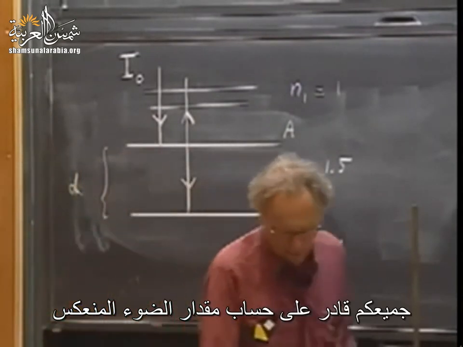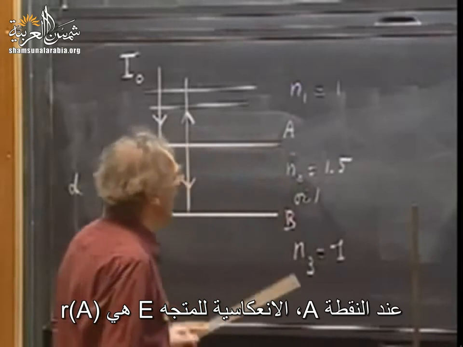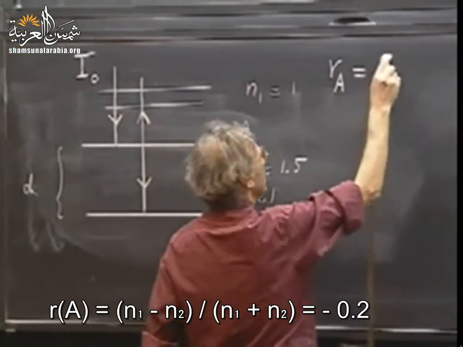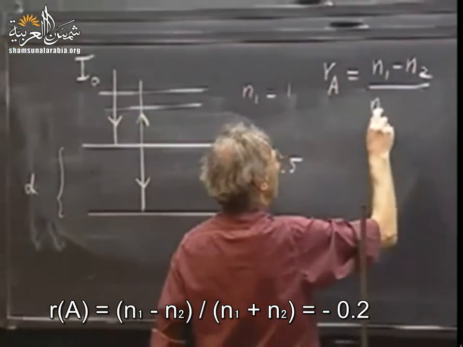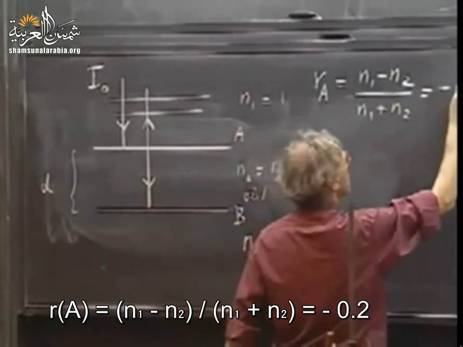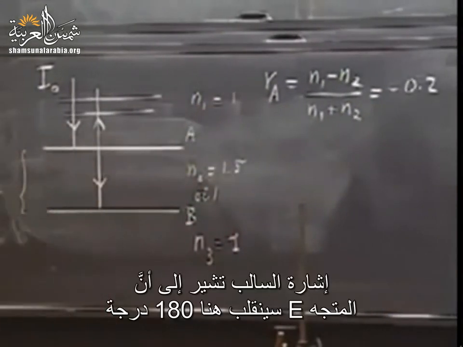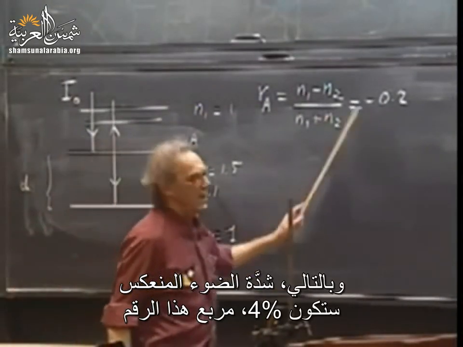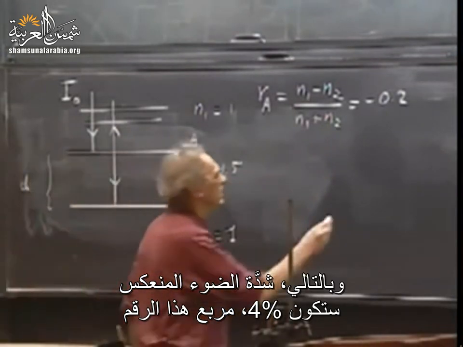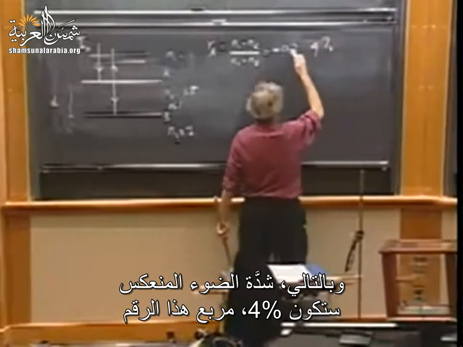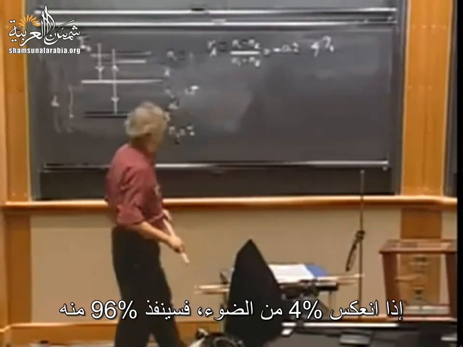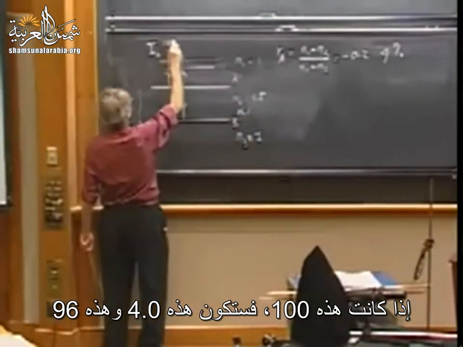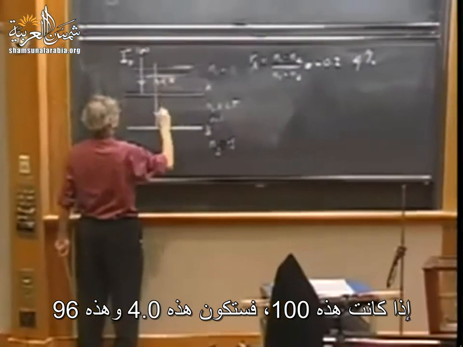And all of you are more than capable of calculating how much is reflected. At that point A, the R, the reflectivity of the E vector, is N1 minus N2 divided by N1 plus N2, and that is minus 0.2. The minus sign tells you that there is a flip here in the E vector by 180 degrees. The intensity of the light that is reflected is then 4%, the square of this number. And if 4% is reflected, then clearly 96% go through. So if this is 100, then this is 4.0, and then this is 96.